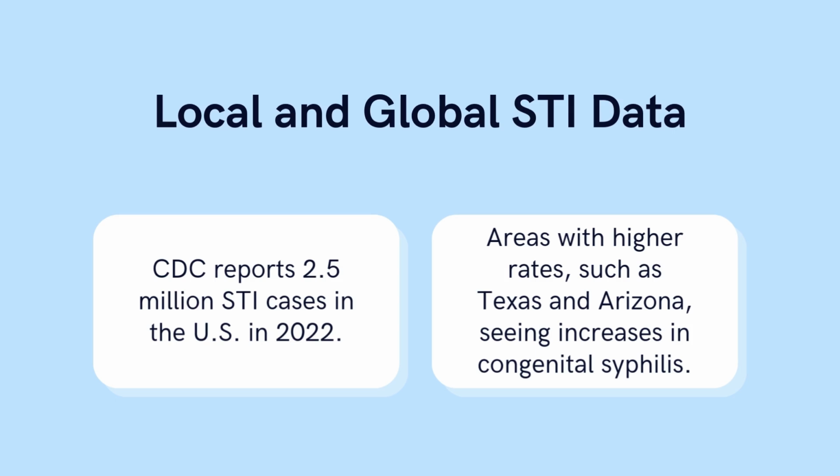At a more localized level, data from the Centers for Disease Control and Prevention, or the CDC, indicate that in 2022, more than 2.5 million STI cases, including syphilis, gonorrhea, and chlamydia, were reported in the United States alone. And this is likely an undercount due to limited access for testing, particularly in rural areas. Specific areas like Texas and Arizona are seeing some of the highest rates of congenital syphilis, a preventable condition if infection is treated in a timely manner. Unfortunately, these states face budget cuts that may reduce the number of public health workers tracking and managing these infections, which could worsen the situation.